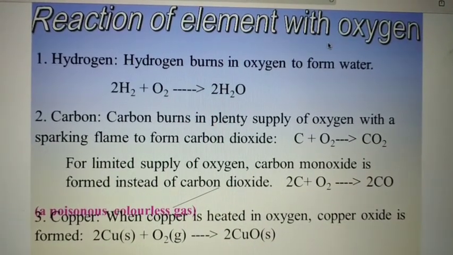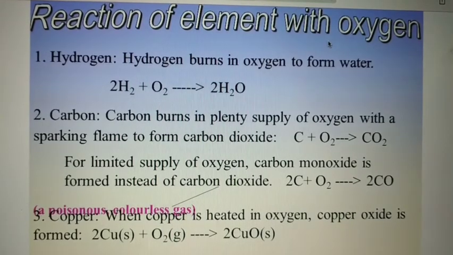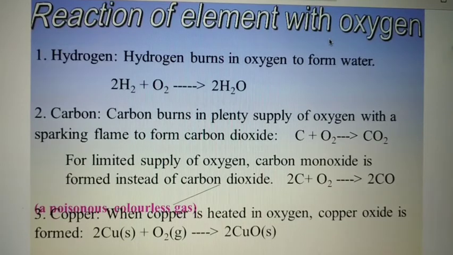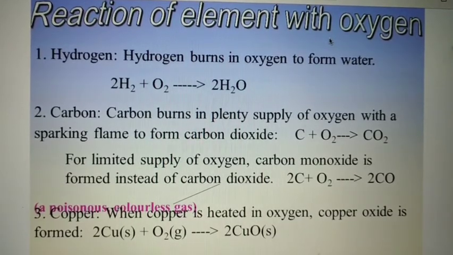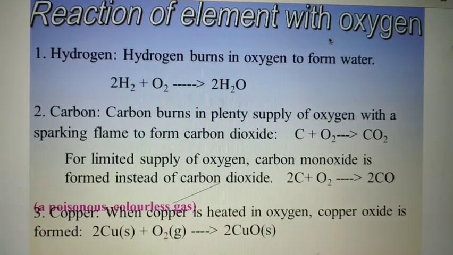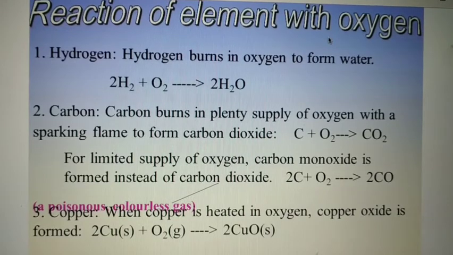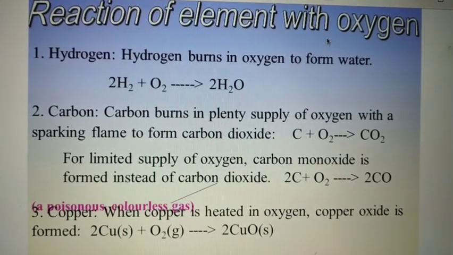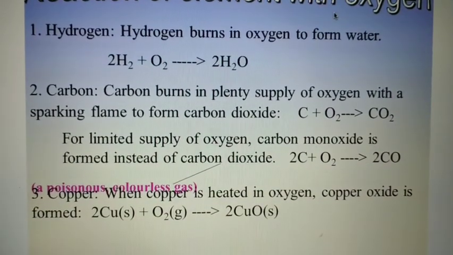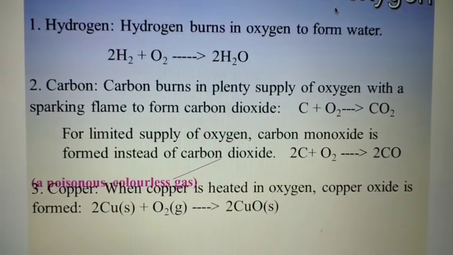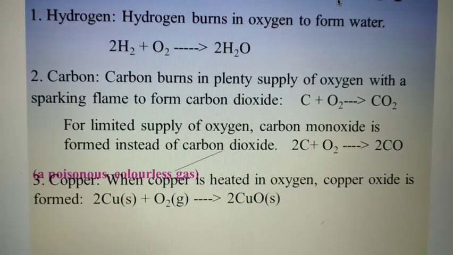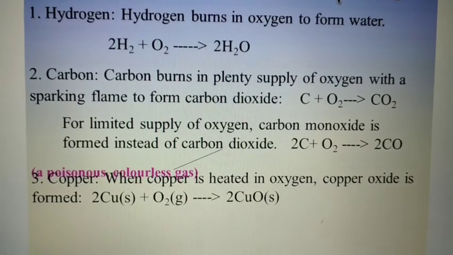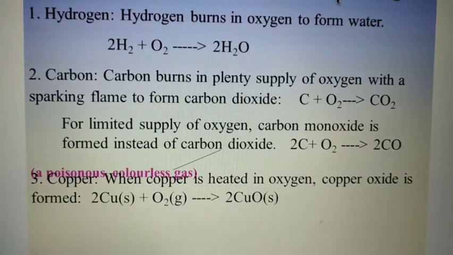Okay, you know combustion means what? It is burning only, no? Anything burns in presence of oxygen. So combustion tells us about that only, that any substance burns in the presence of oxygen. So carbon also, if it burns in excess of oxygen, in plenty of supply of oxygen, with a sparking flame, it forms carbon dioxide. So you can see C plus O2, plenty supply of oxygen, it will form carbon dioxide.